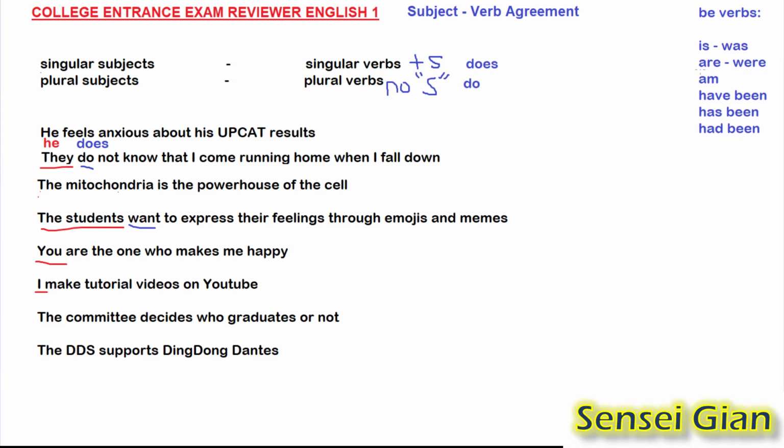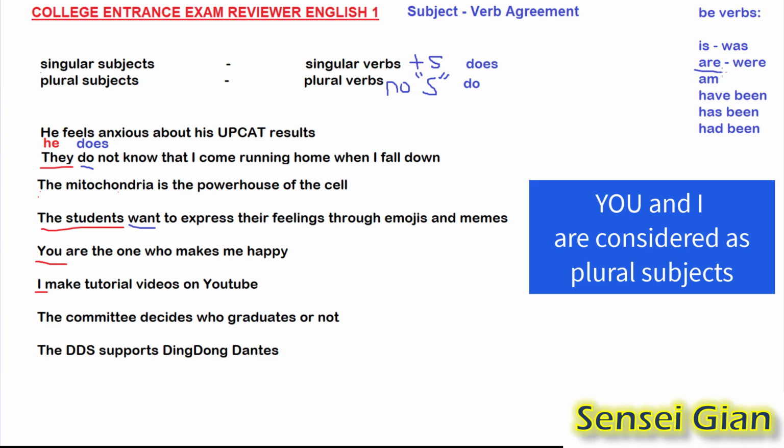You are. Remember, are is actually a be verb for plural subjects. So, you are. And how about this? I. The I is actually a singular subject, but there's an exemption. Remember? The exemption is that you and I take plural verbs. So instead of makes, it's actually make for plural verbs.